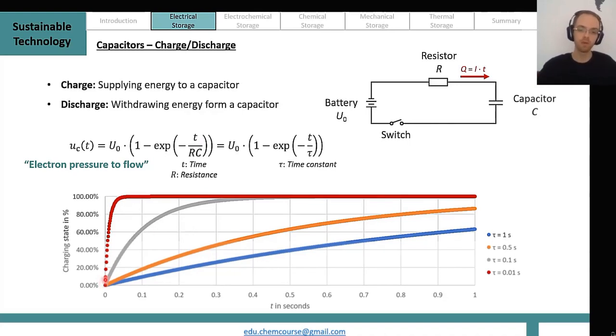So on the gray curve, we have 0.1 seconds, and we see that it already takes significantly more time to charge. On this orange curve, we have 0.5 seconds, and it takes even longer.